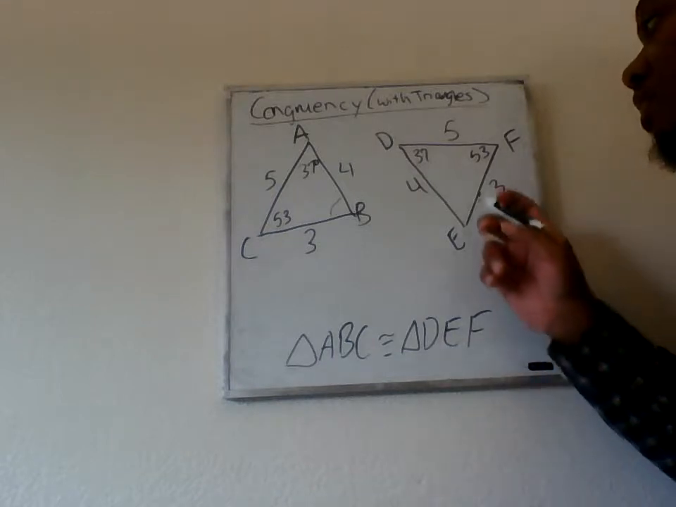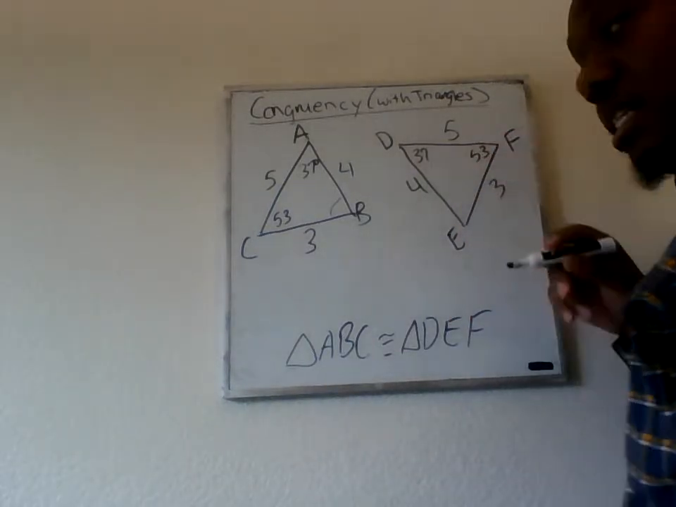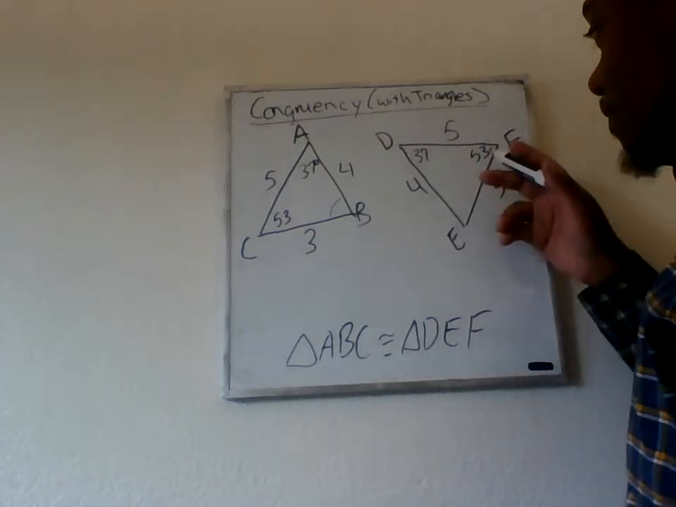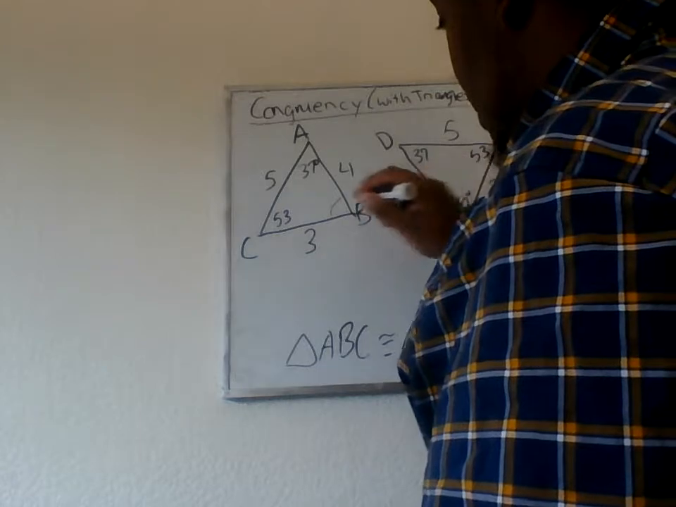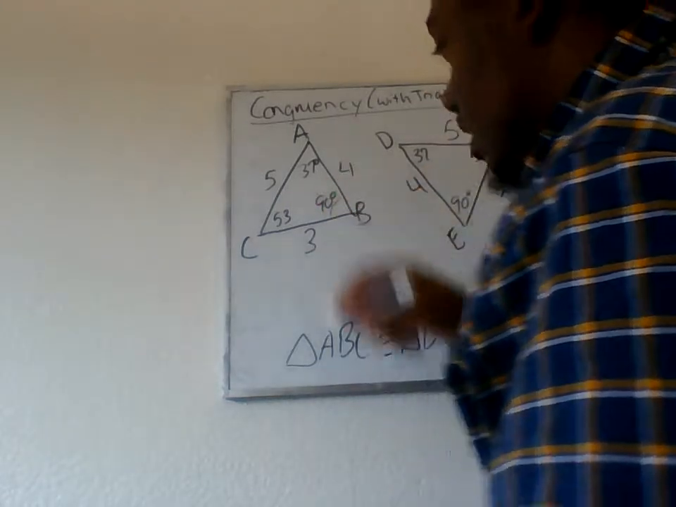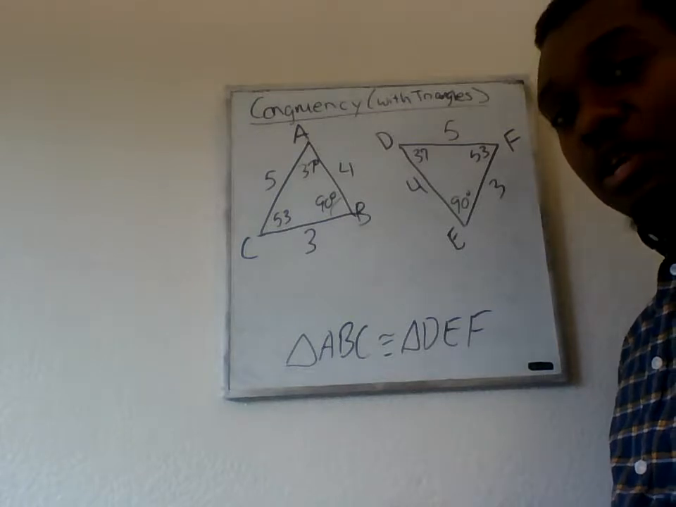Okay? And then how do we find the other angle? In this case, if we add all the angles together, they should equal 180. So 53 plus 37 equals 90. So that means there would be 90 left over. And so this would be 90 here. This would also be 90 here. What type of triangle is that? That's a right triangle. That's right.